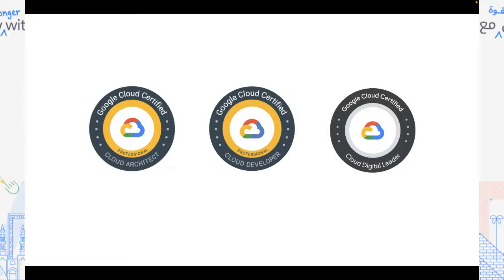How many certs do people already have in the room, or people are looking towards getting a cert for Google Cloud? Anyone got anything? Which one? The architect? Associate? Yeah. So I need to look at people's LinkedIn profiles as well.